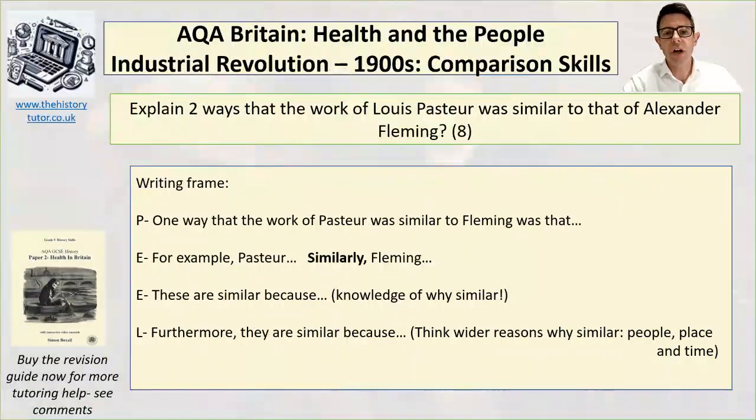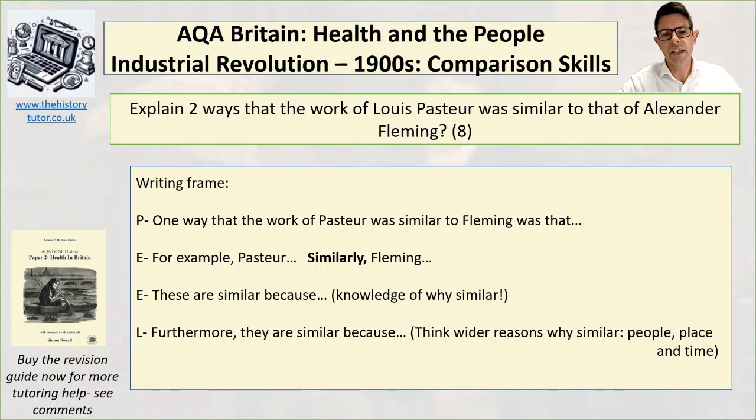Okay, so how are we going to write this? So we're going to write it in a PL paragraph, as we did in most of our other answers, but we're going to make sure our example is a lot more complicated. So we're going to say one way the work of Pasteur was similar to Fleming was that they were both lucky. So for example, Pasteur was lucky with this. Similarly, Fleming was lucky with this. Therefore, these are similar because this lucky circumstance led to these sort of ideas, and give some impact knowledge and explain the similarity. And if you don't think you've explained it enough, give a furthermore.